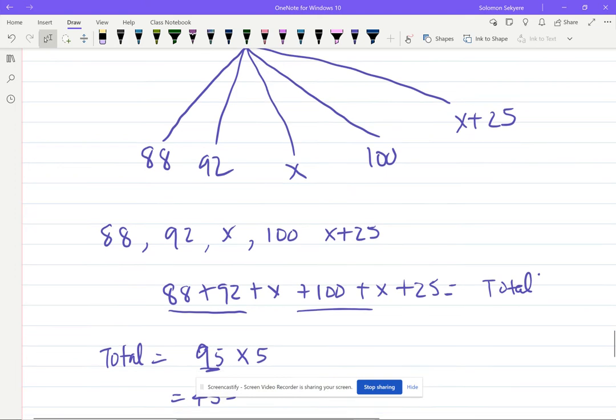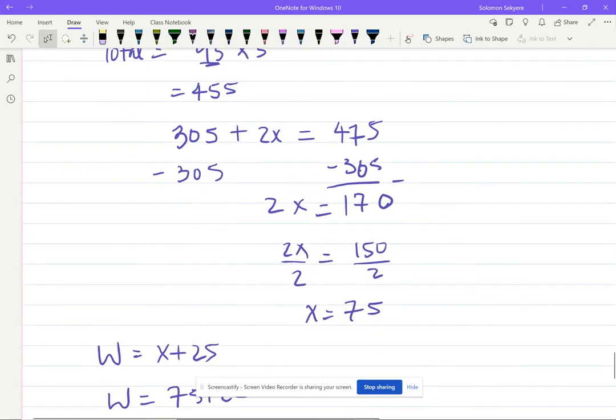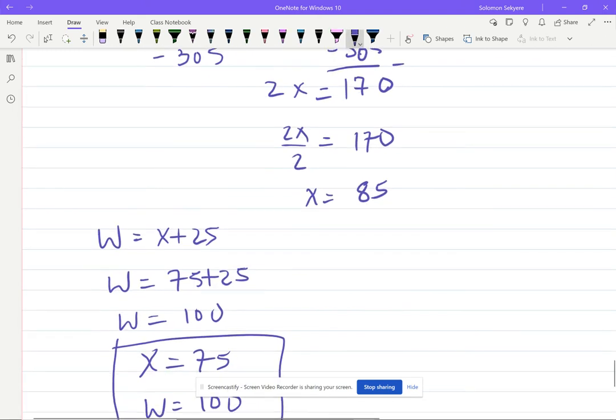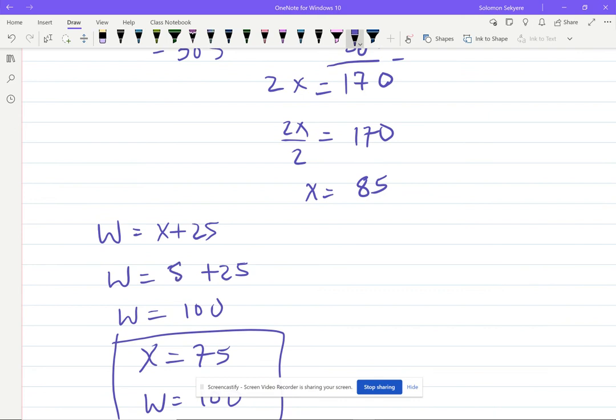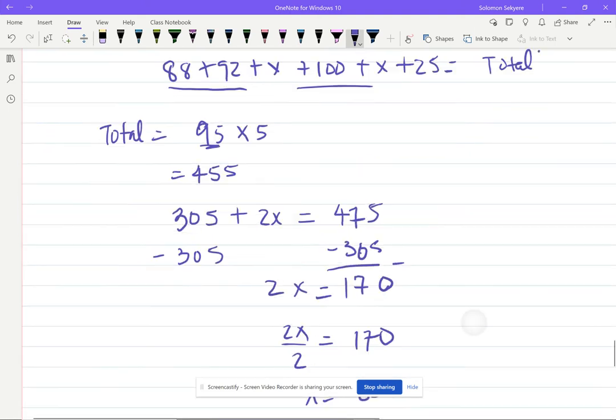In this particular example, hold on, I think I may have to change something here. Sorry, this is 305. This becomes 475, 170. Sorry, 170 divided by 2, I'll get 85. And 85 plus 25 is 110. Sorry, 110. Okay, so let's go back.